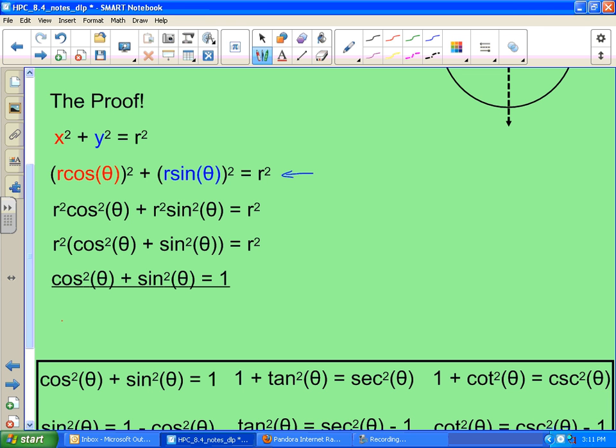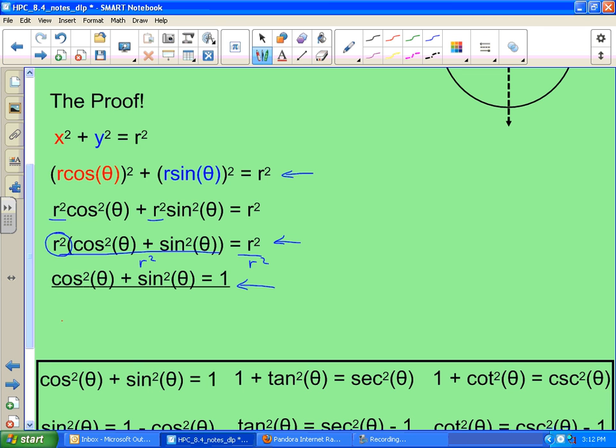We square both of those values, so we get an r squared cosine squared theta, an r squared sine squared theta. And in the fourth line, you'll notice that we factor out a GCF of r squared from these two. And then if I simply took that and divided everything by r squared, we would get our Pythagorean identity. Cosine squared theta plus sine squared theta equals 1.